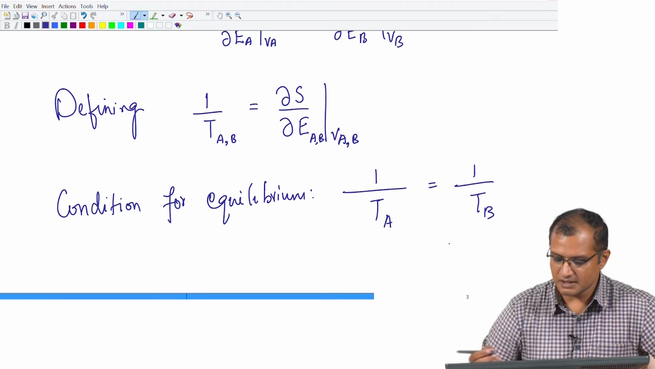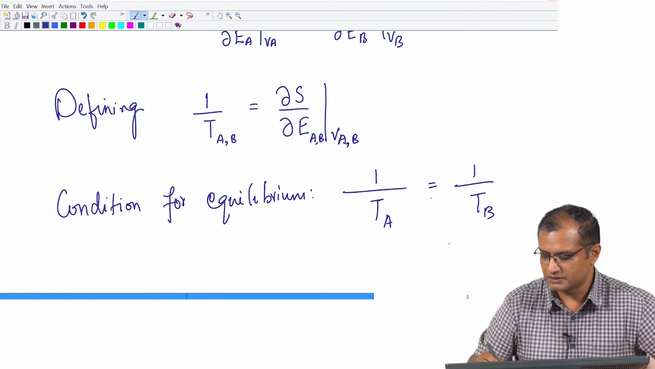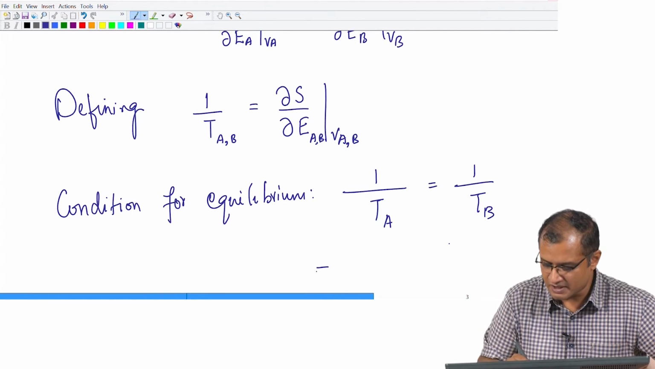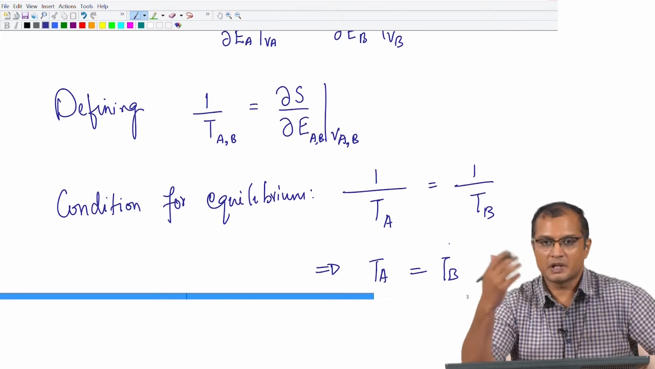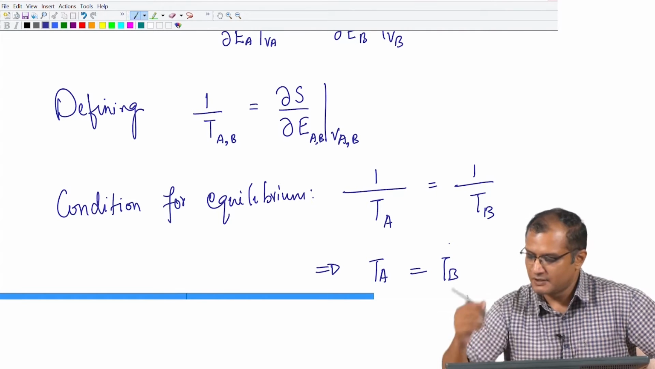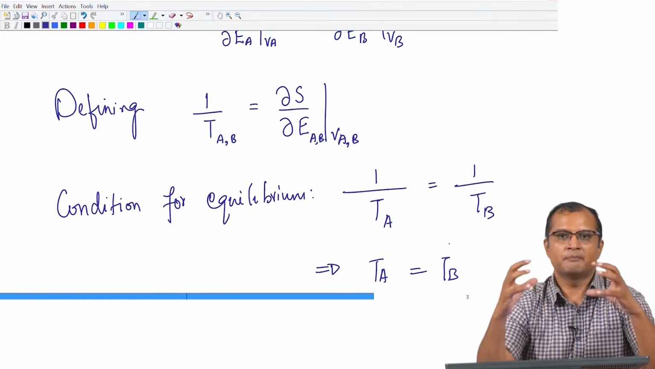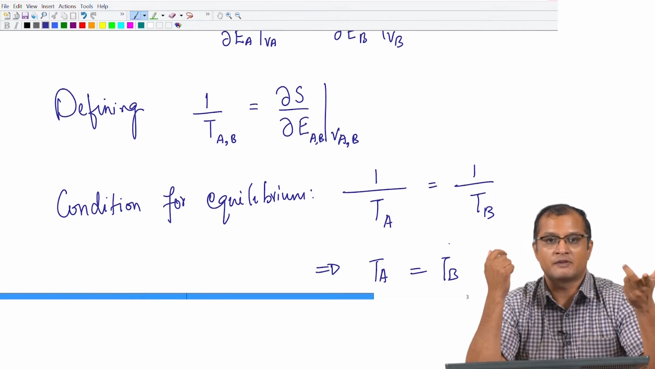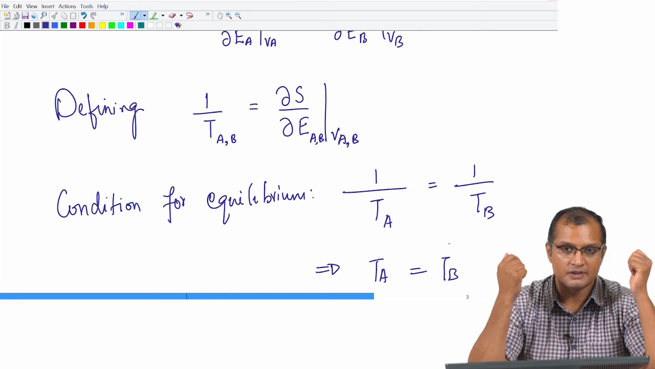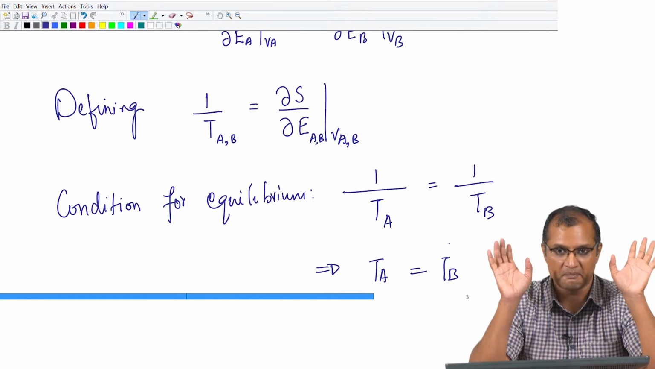So, this is like the 0th law of thermodynamics, which essentially says that the two systems will continue to exchange energy until the temperatures become equal. So, for example, you connect them, wait for half a minute and ask yourself a question: has the equilibrium been achieved? Well, you will see, are the two temperatures same?